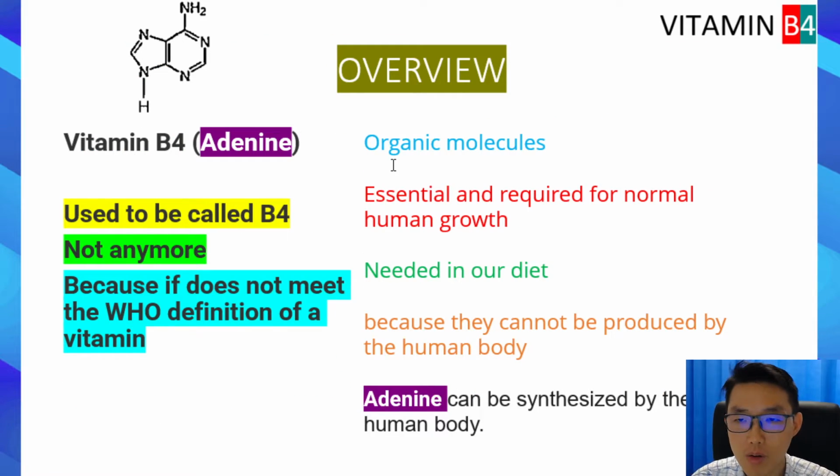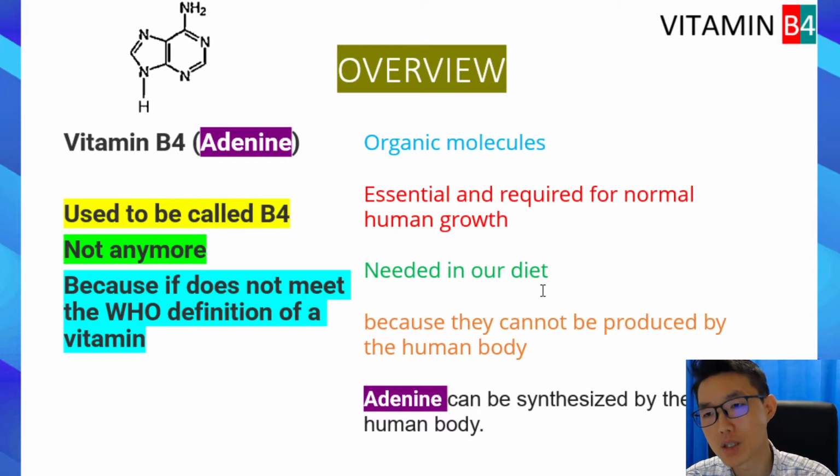So vitamin B4 is also known as adenine. It used to be called vitamin B4, but not anymore because vitamin B4 no longer meets the World Health Organization definition of what a vitamin is. A vitamin by definition is an organic molecule that is essential and required for normal human growth and is needed in our diet because it cannot be produced by the human body.